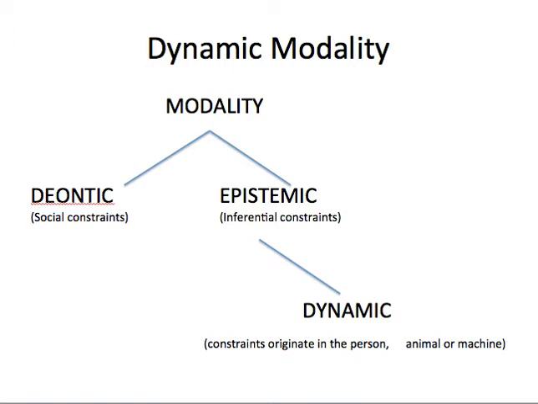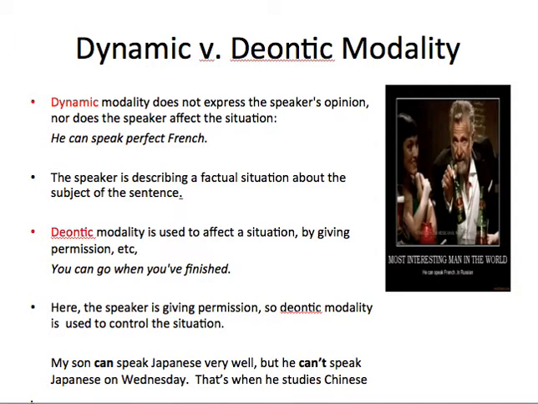And this is another type of modality, and it tends to be coming from epistemic modality. So we've made this distinction between deontic and talked about social constraints, and we've talked about epistemic, which are based on inferential constraints. And we can also distinguish another kind of modality coming off here, which we call dynamic. And these constraints originate in the person, animal, or machine, if we're not talking about human subjects. So let's see if we can explore this and distinguish first between dynamic and deontic modality.